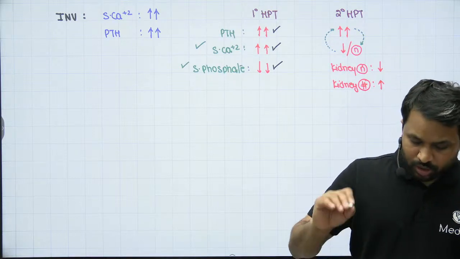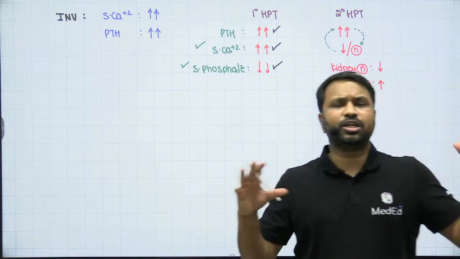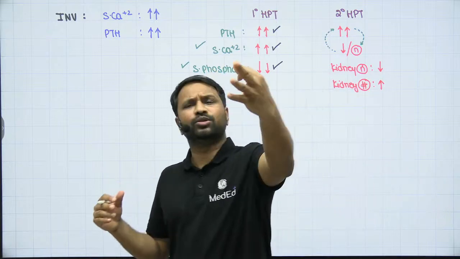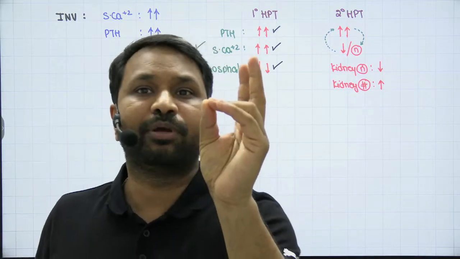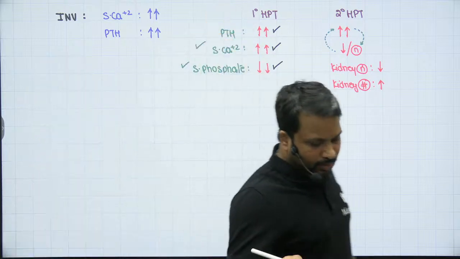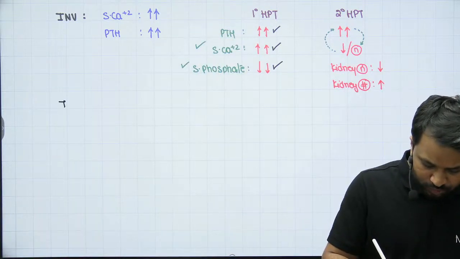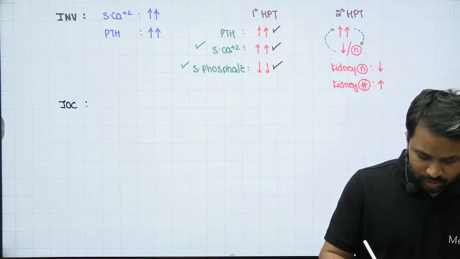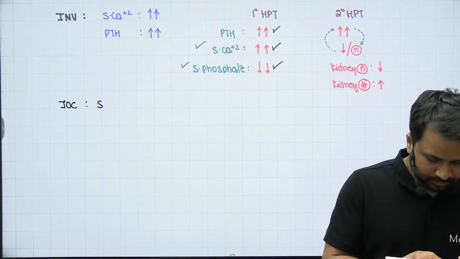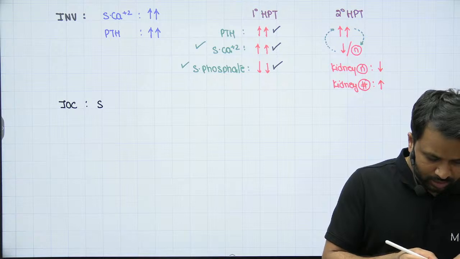Now, once you have evaluated, now you're thinking in terms of primary hyperparathyroidism. I know there are three causes of primary hyperparathyroidism. Is it an adenoma? Is it a hyperplasia? Is it a carcinoma? So how do you evaluate? The investigation of choice is going to be your Sestamibi scan.